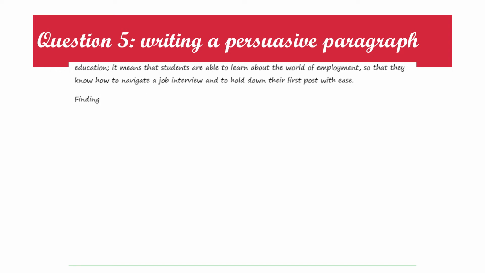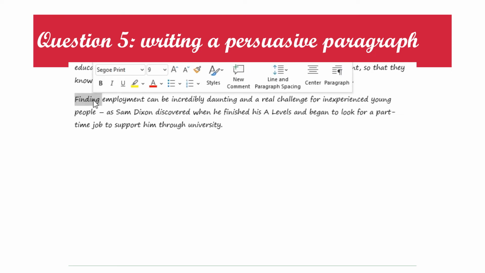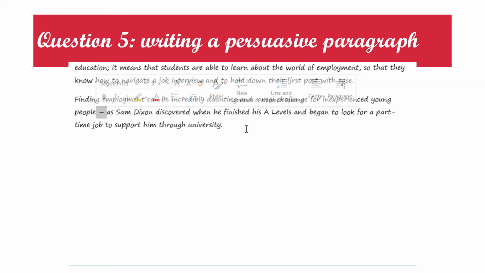Okay, so I'm going to say that finding employment can be incredibly daunting and a real challenge for inexperienced young people, as Sam Dixon discovered when he finished his A-levels and began to look for a part-time job to support him through university. Now, as you'll notice, as I've been writing this sentence, I've been considering my punctuation and my sentence starters. So I'm starting here with a verb. I've also included a dash in my sentence in order to really elevate my punctuation.